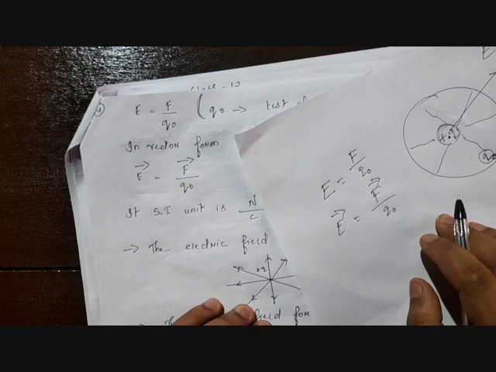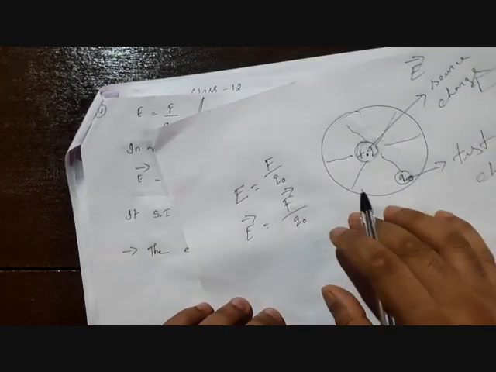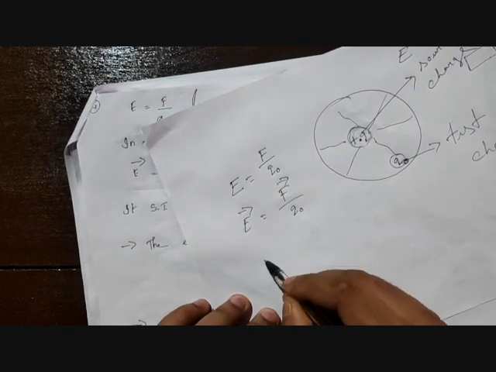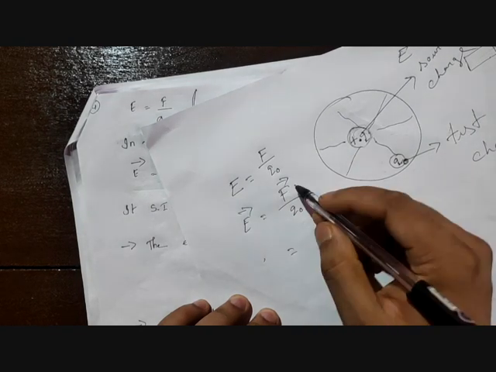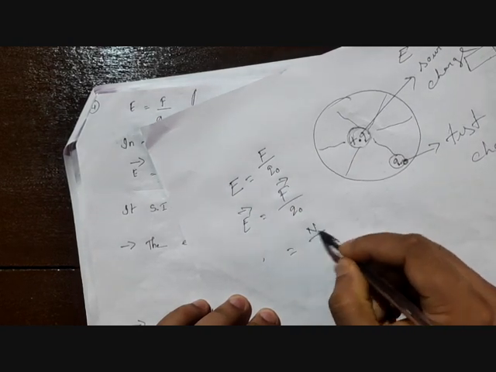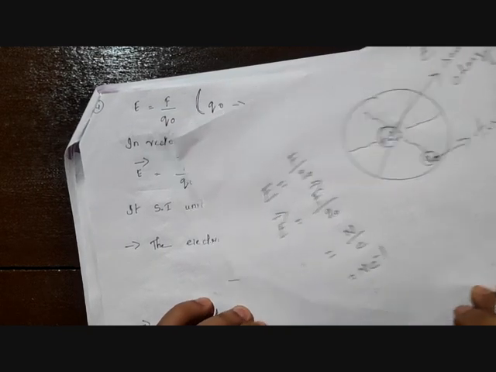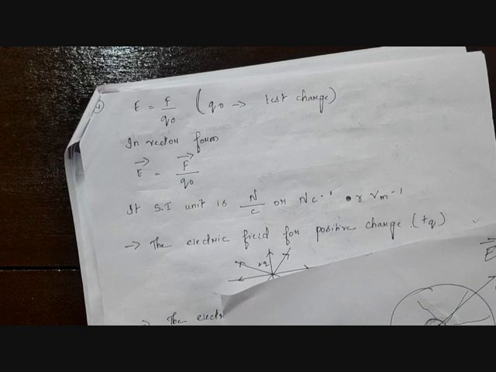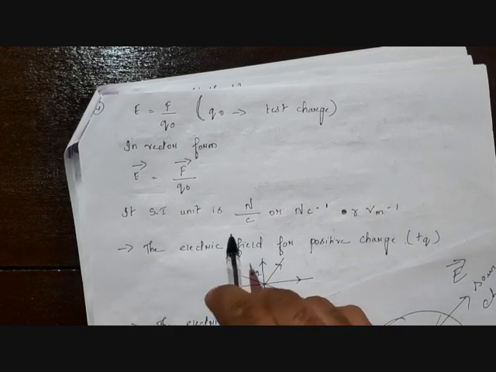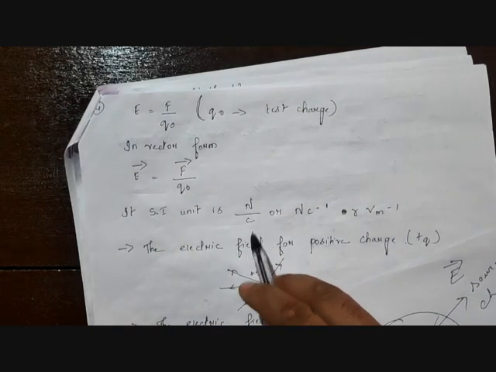Now, how to get the SI unit? It's very easy. What's the unit of force? Newton. The unit of charge is coulomb. So the SI unit of electric field is N per C, Newton per coulomb, or volt per meter.